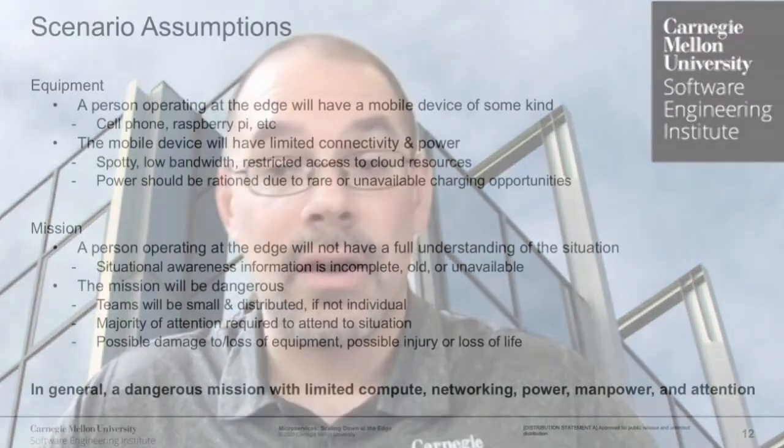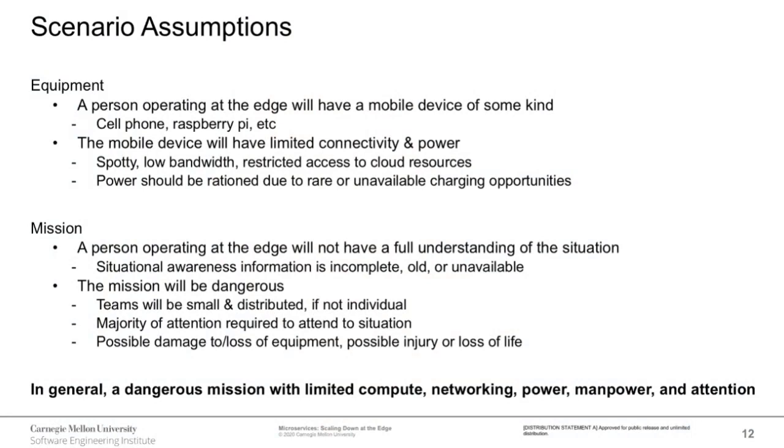So that person might be a part of a small group or entirely alone, and some portion of their attention will be dedicated to avoiding personal injury or equipment damage. Essentially, we're considering missions that are dangerous and that feature limited compute, network, power, personnel, and attention. So given that context, we can now consider the quality attributes that are relevant to missions of this type.